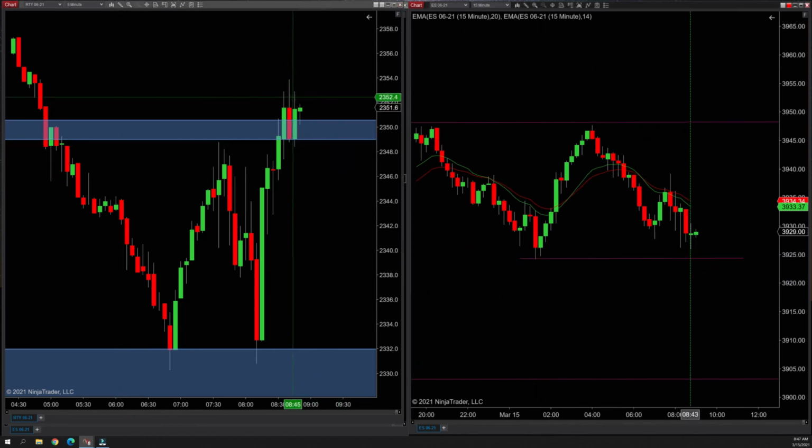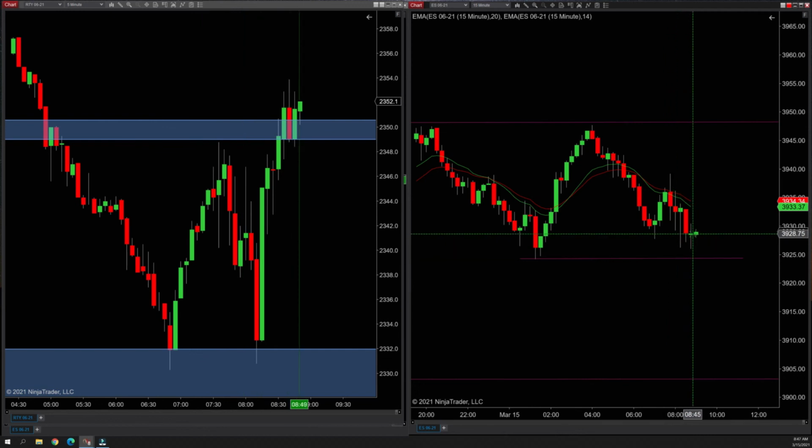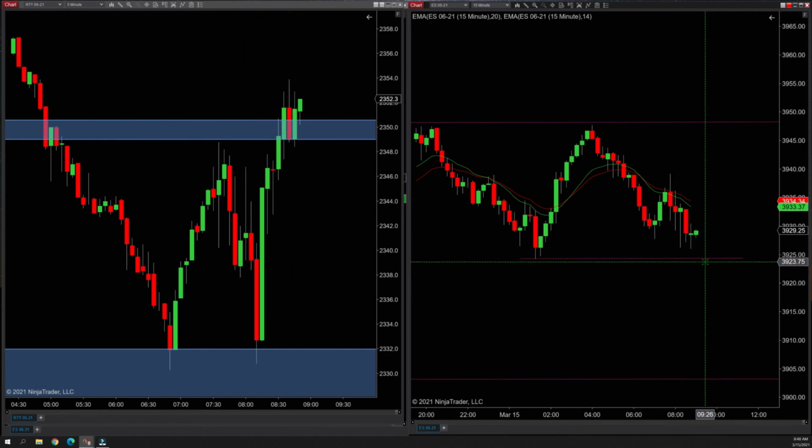Now if this breaks out, taking a fade on the ES would probably be a good trade also. So you'd be entering in this area here, just like I discussed earlier. Stop loss would be down here around a 23 area. You'd be getting in around 29.50. Another trade I'm not going to take.